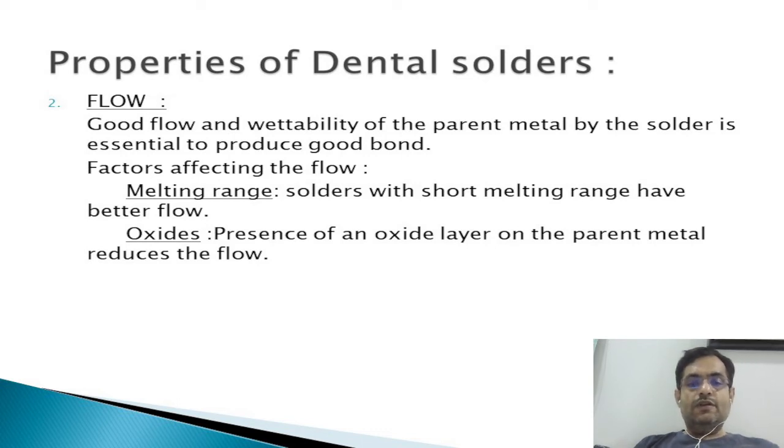Next is the flow. Good flow and wettability of the parent metal by the solder is essential to produce a good bond between them. Factors affecting the flow are the melting range. Solders with a short melting range have a better flow, and oxides, if present, prevent the flowability or wettability of the dental solders.